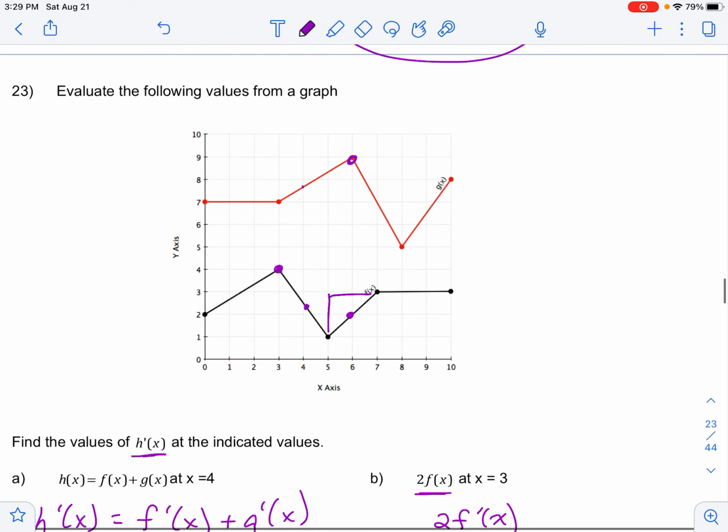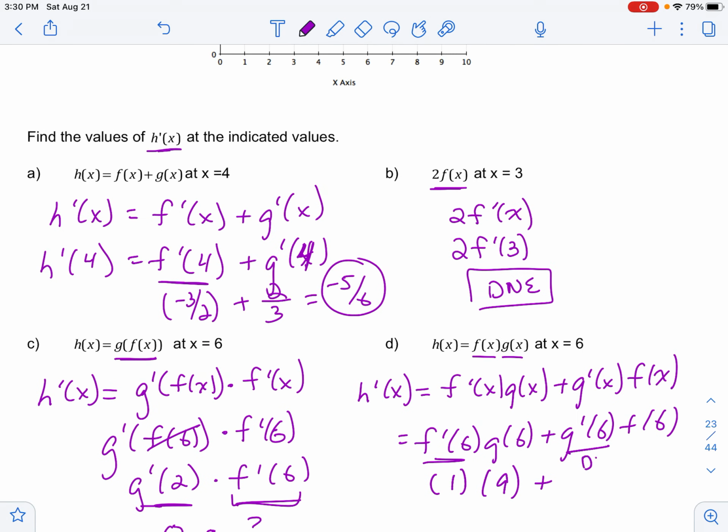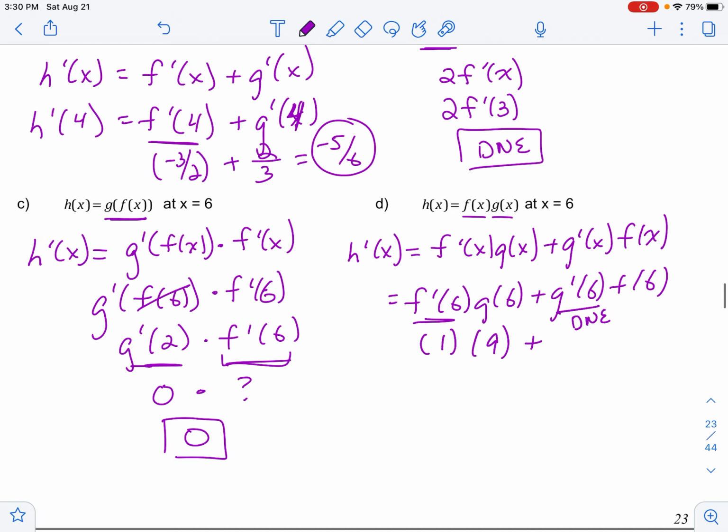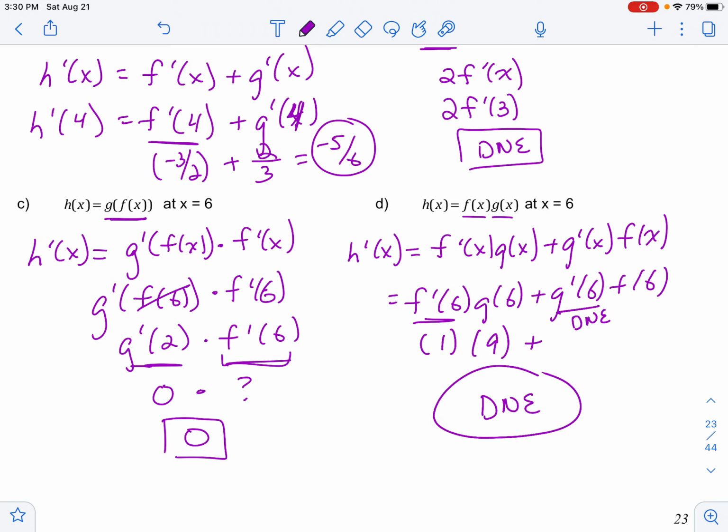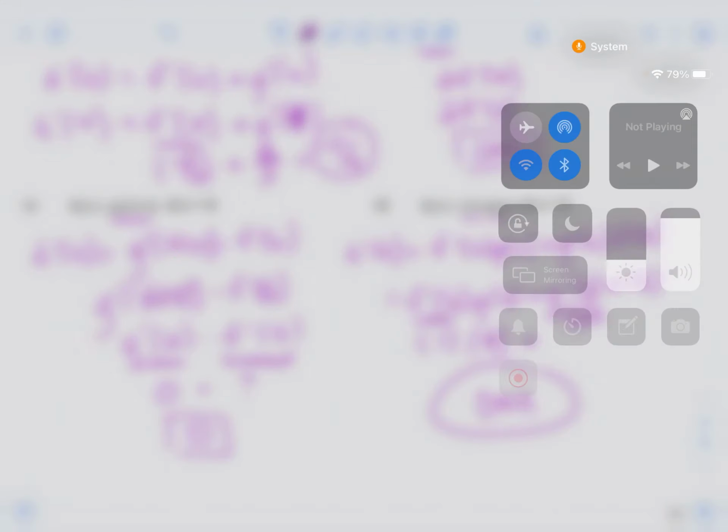And then g prime of 6 is the slope of the g graph at 6, but we have a corner. So this does not exist. So it really doesn't matter what the rest of this is. One piece does not exist, so all of this does not exist.